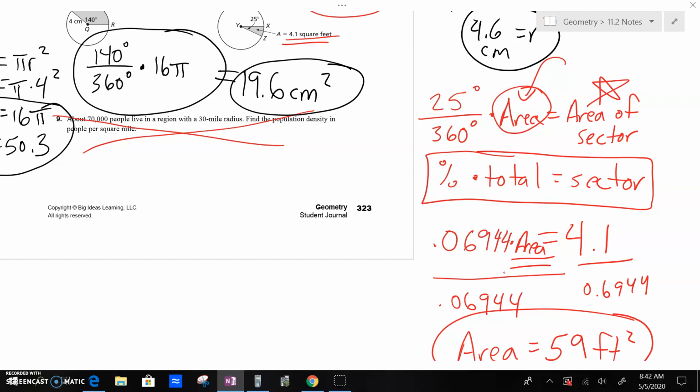And that's the end of the examples for this lesson. And now you've got some practice and some homework to do.